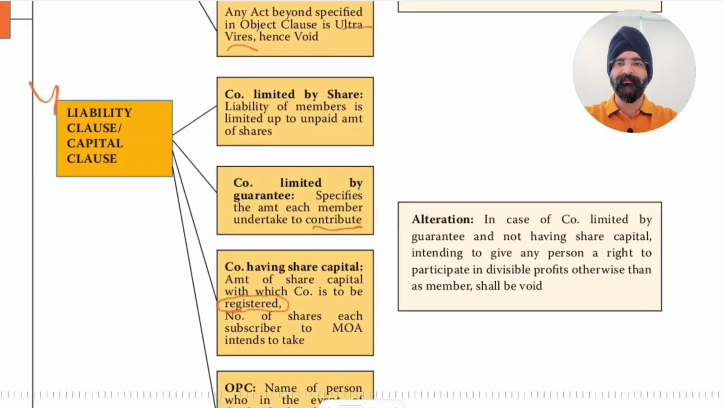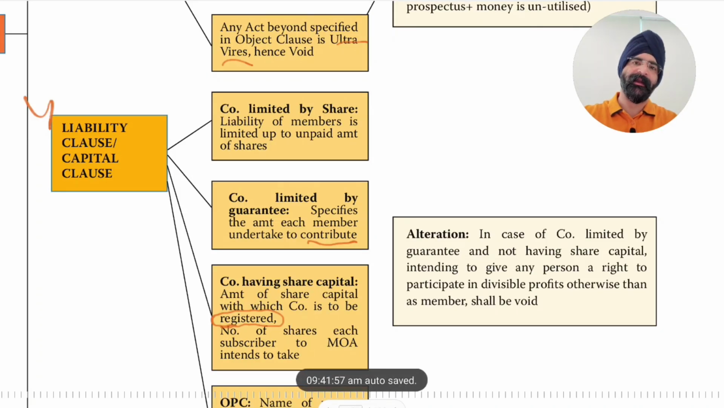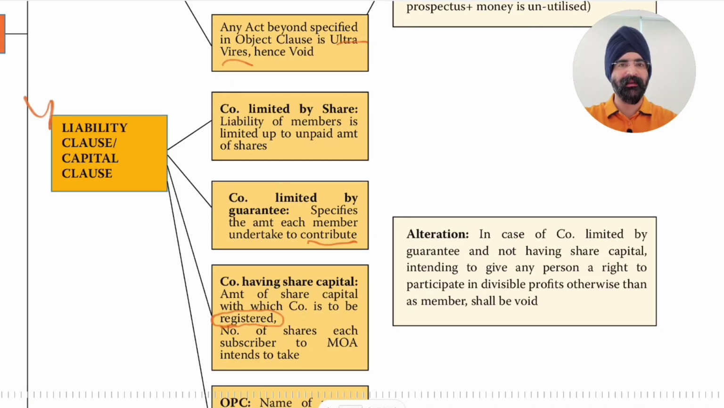Now next we will see, can liability clause, capital clause be altered? Can we increase authorized capital? Can we increase contribution at the time of dissolution in case of a company limited by guarantee? So here, alteration in case of company limited by guarantee and not having share capital, intending to give any person a right to participate in divisible profits otherwise than as member shall be void.